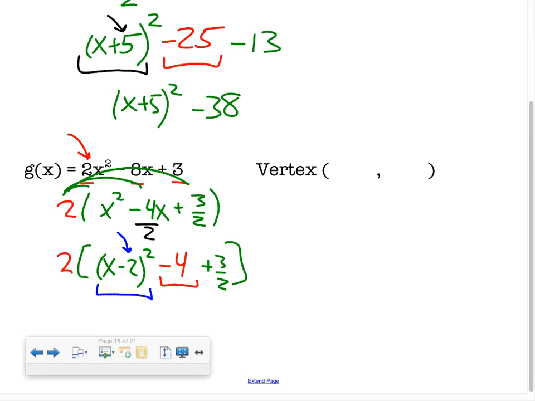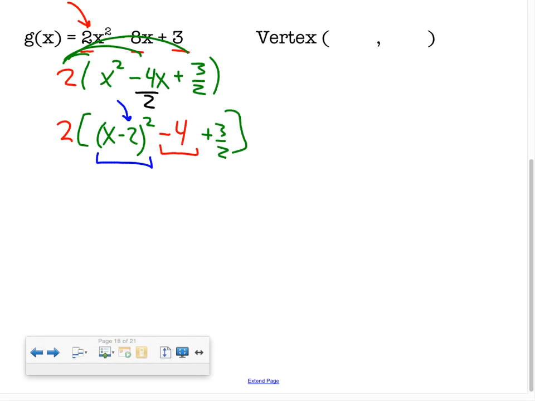And we're going to go ahead and combine like terms. We'll combine -4 and 3/2. When you do that, you're going to get 2 times (x minus 2) squared minus 2.5.